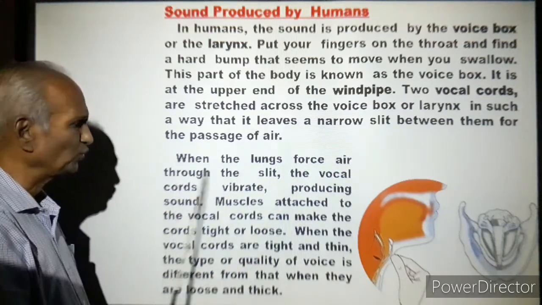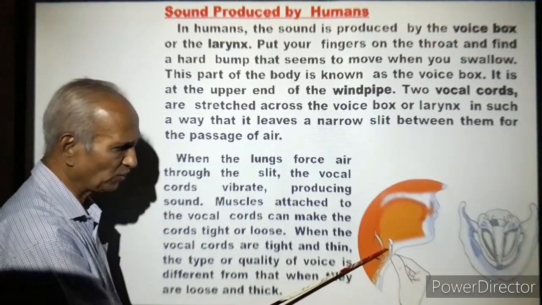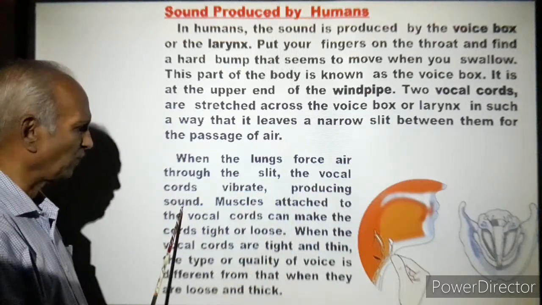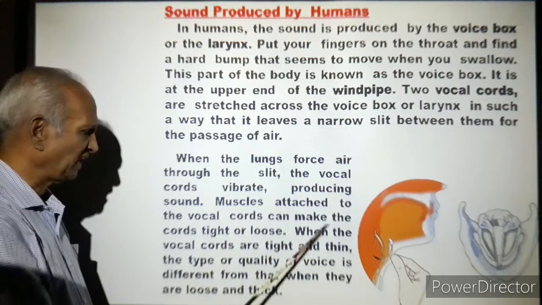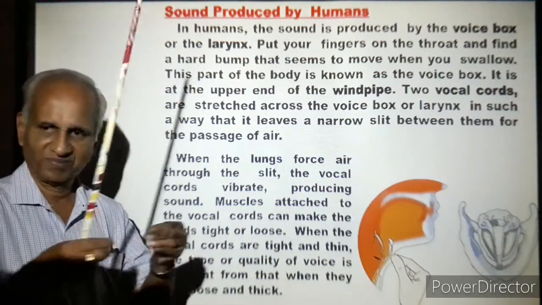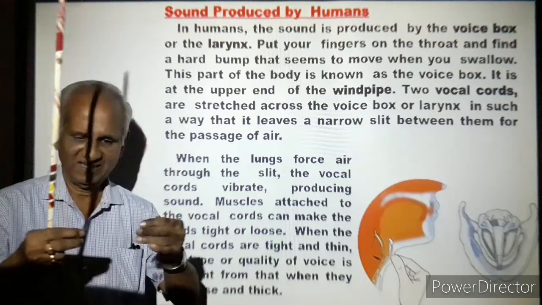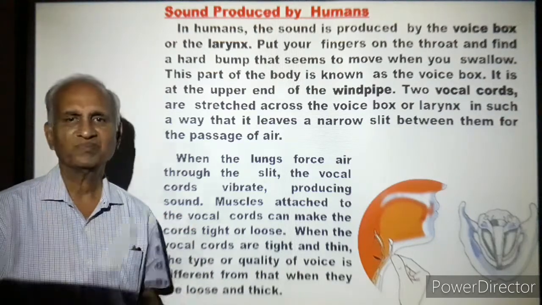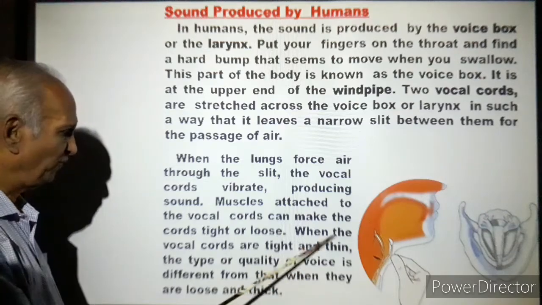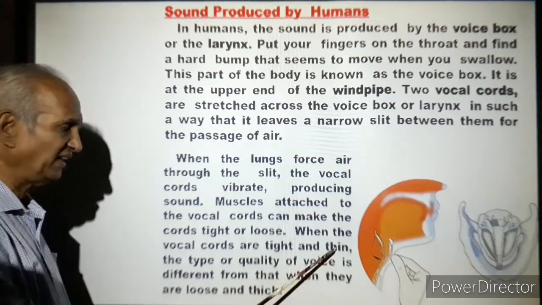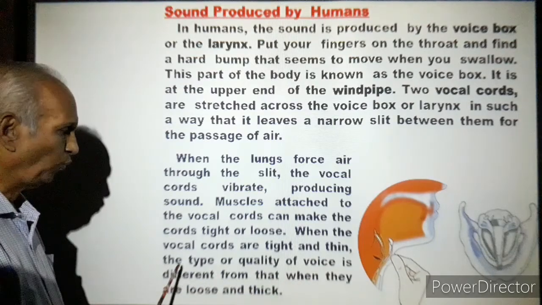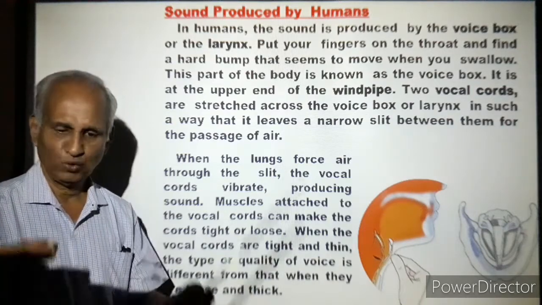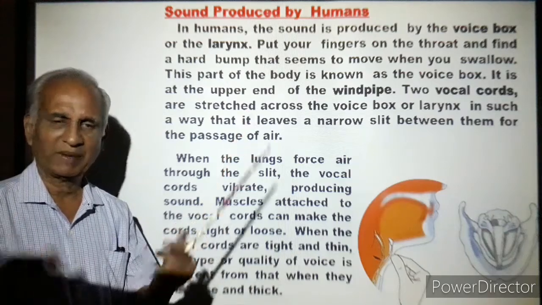When the lungs force air through the slit, through here you have the two membranes, through them the air comes out. The vocal cords vibrate, producing sound. Muscles attached to the vocal cords can make the cords tight or loose. Muscles are there at either end. The slit becomes narrow or wide as the muscles move in and out. Accordingly, sound gets produced. When the vocal cords are tight and thin, the type or quality of voice is different from that when they are loose and thick. When they are loose, they become thick. When they get tightened, they become very thin.